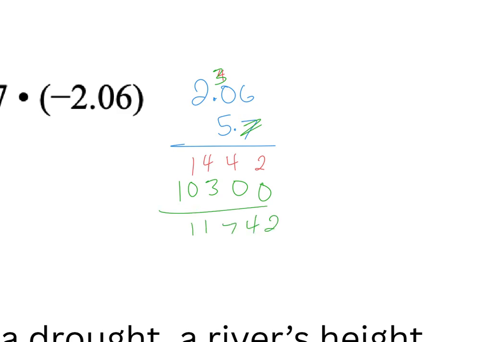You add it all up. You get 11, 7, 42. Move the decimal 3 times: 1, 2, 3. And the answer is 11.742.